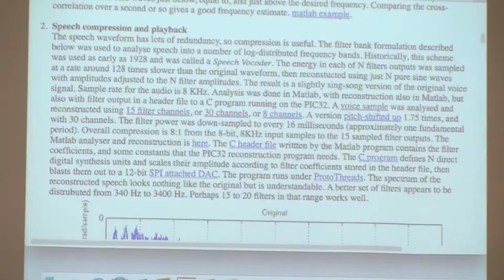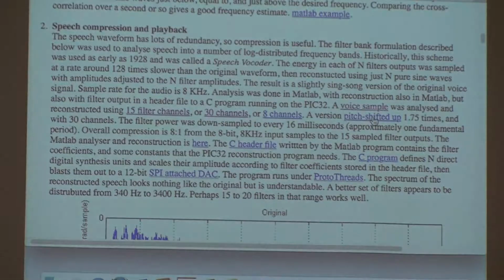So it has kind of a robotic sound to it. Now we can shift pitches. This is at 1.75 times higher.